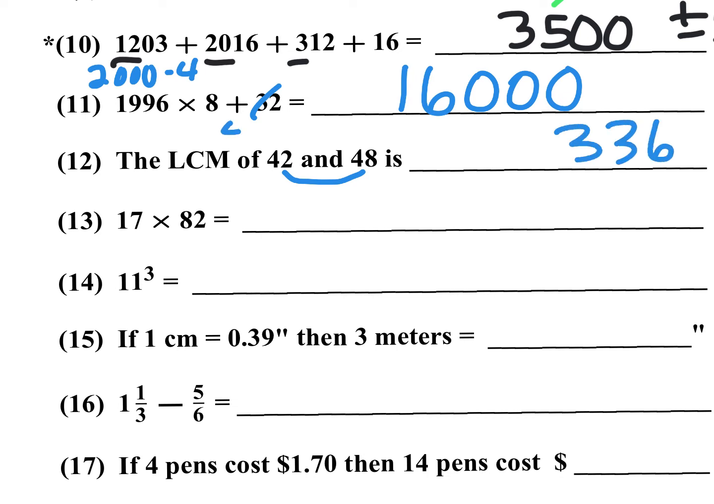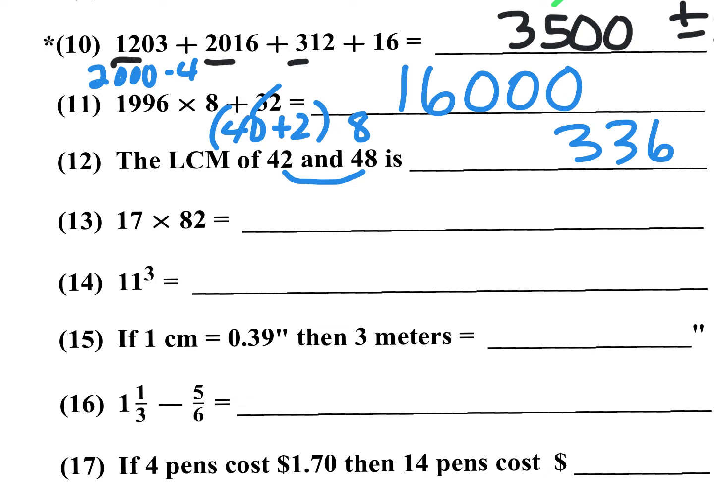Now, you can do 40 plus 2. That's 42. And multiply that by 8. You can take 40 times 8 is 320, plus 16. That gives you 336.